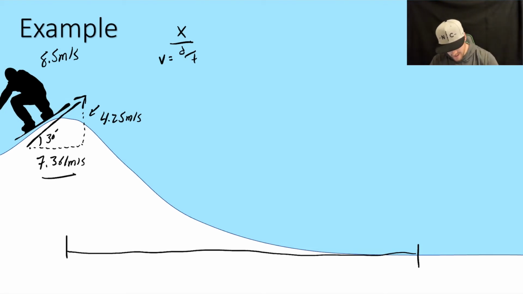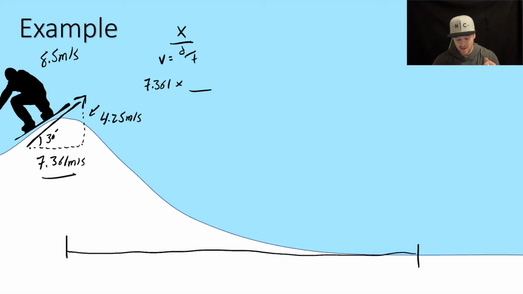We just multiply by time. I'll take the velocity in x, 7.361, multiply by the time, but unfortunately, they didn't give us any information about time. So how we get time is we need to look at the y-axis. So let's write y over here and see what's going on in the y-axis.